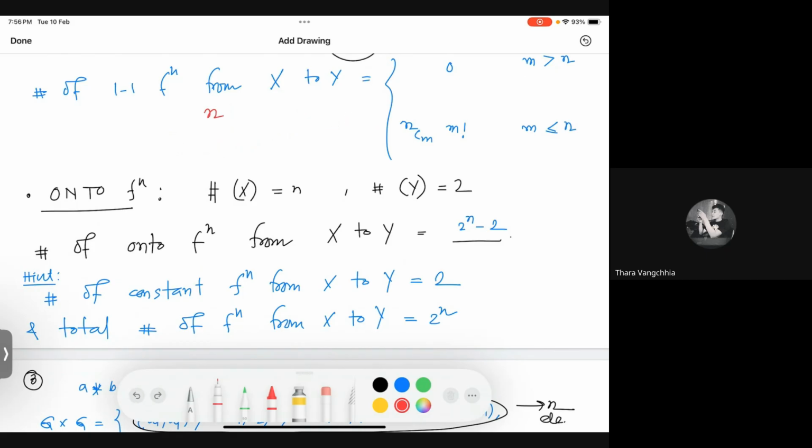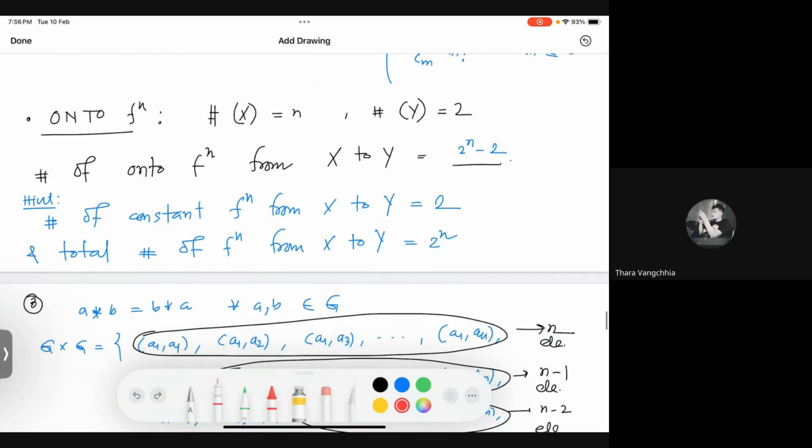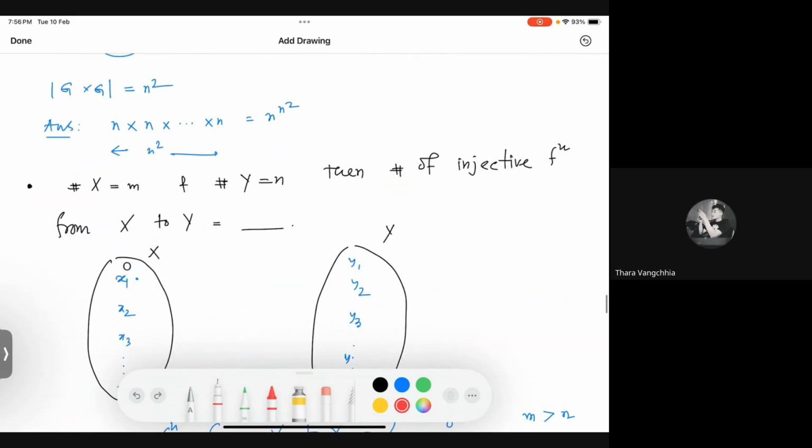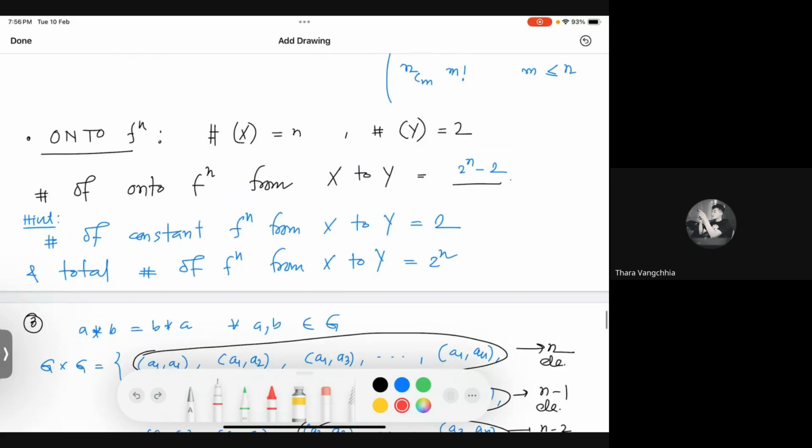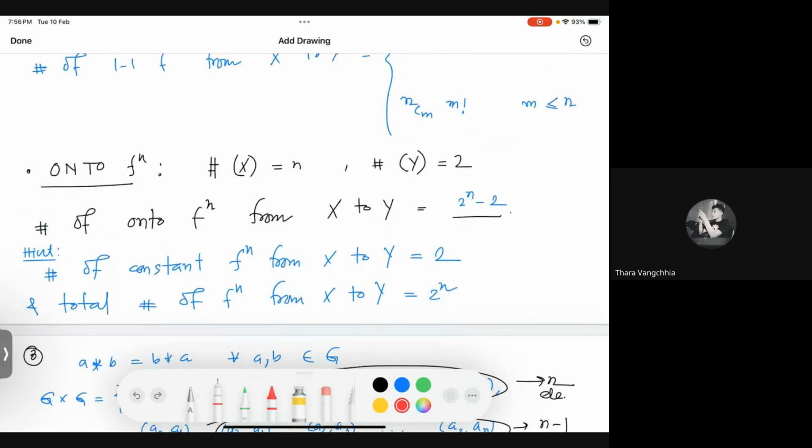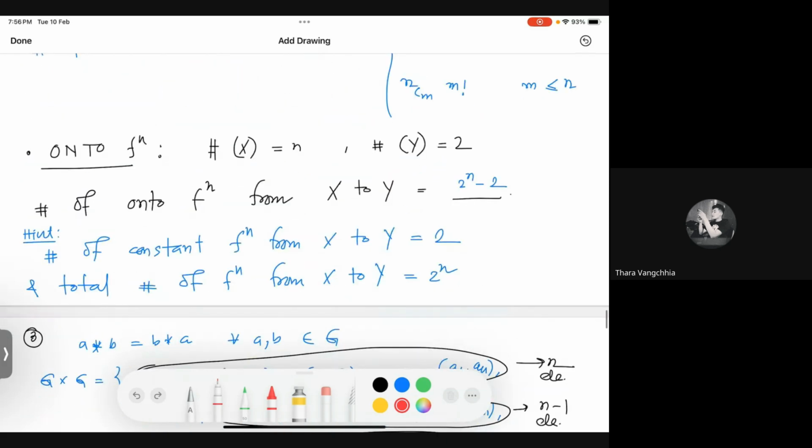Okay, so this is an exercise. Similarly, do it for how many onto functions are there. There is a lengthy process to do it, and there are lots of mixtures, so do it as an exercise.